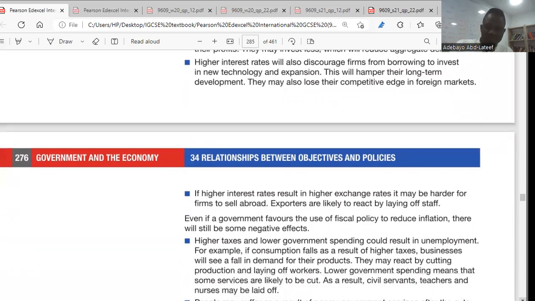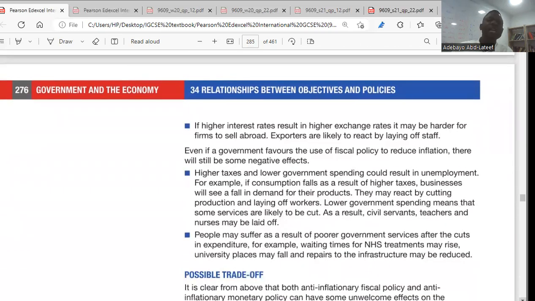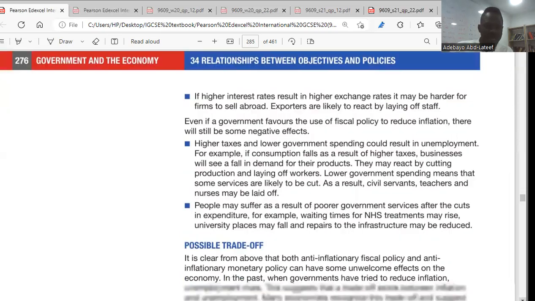Is that clear? The next point: if higher interest rates result in higher exchange rates, it will be harder for firms to sell abroad. Exporters are likely to react by laying off staff. So if higher interest rates lead to higher exchange rates, then the prices of exports become higher. Businesses that sell to foreign customers will not be able to sell as they used to sell. They might also have to reduce the number of workers they have. Do you get the point there?